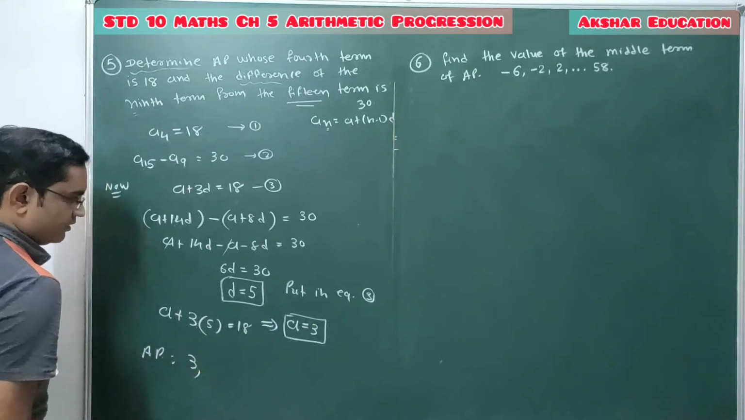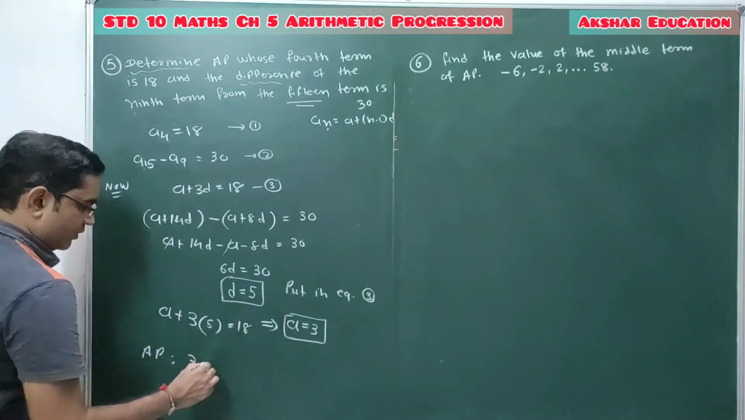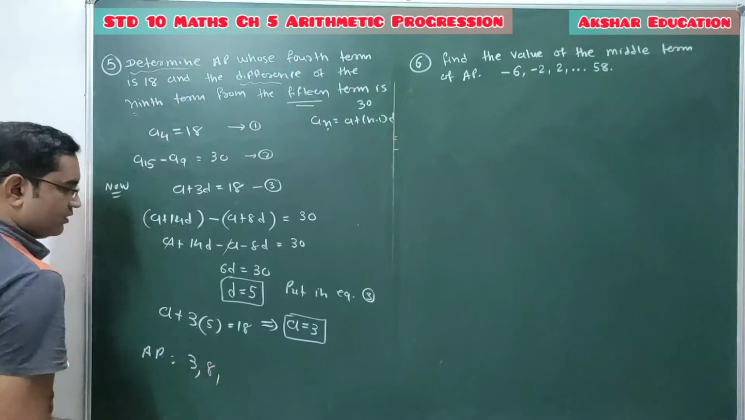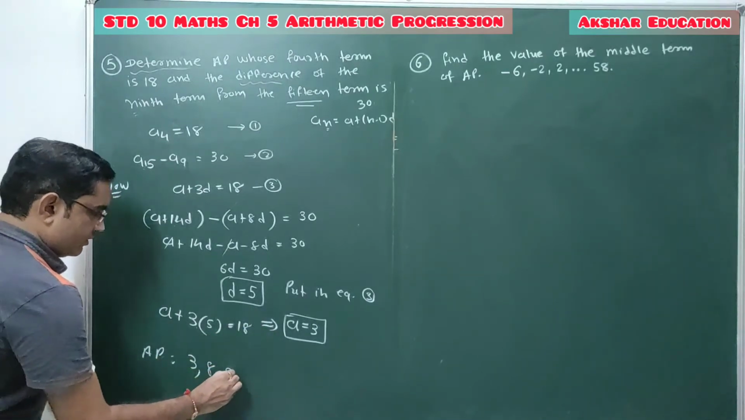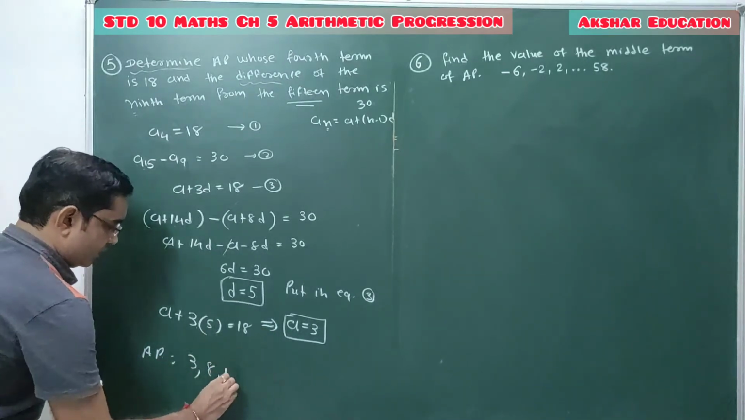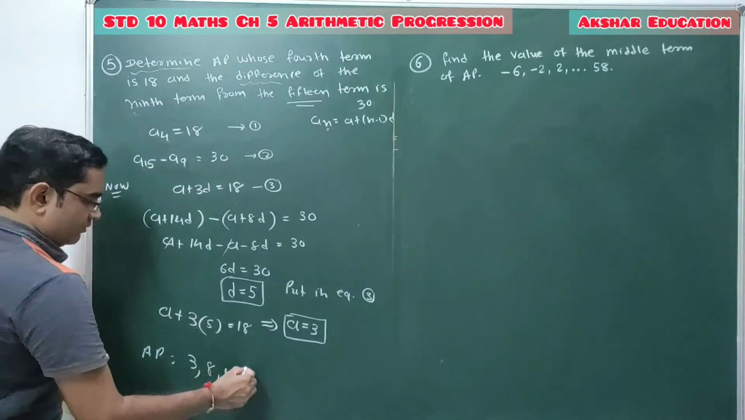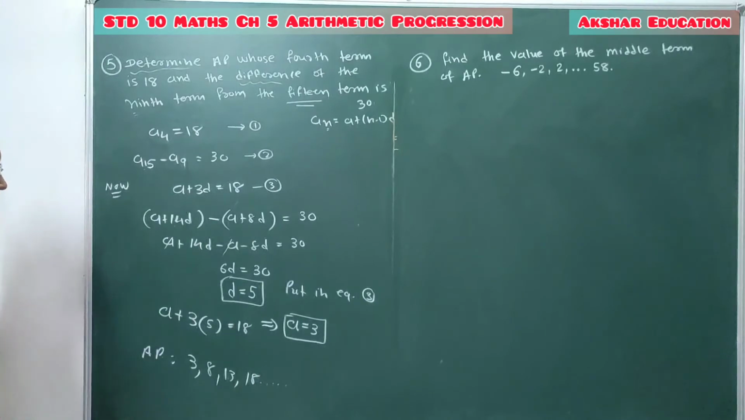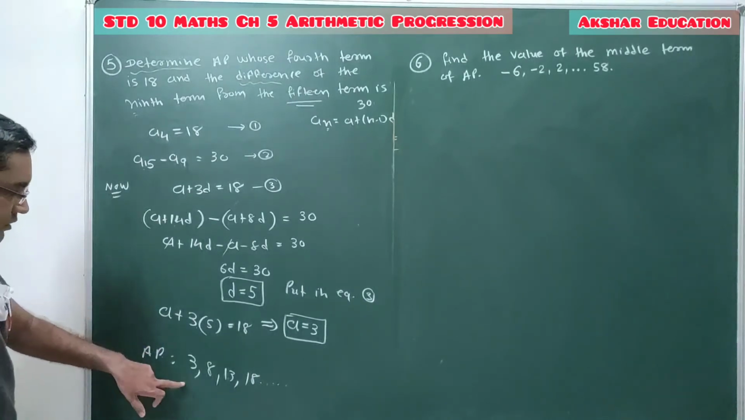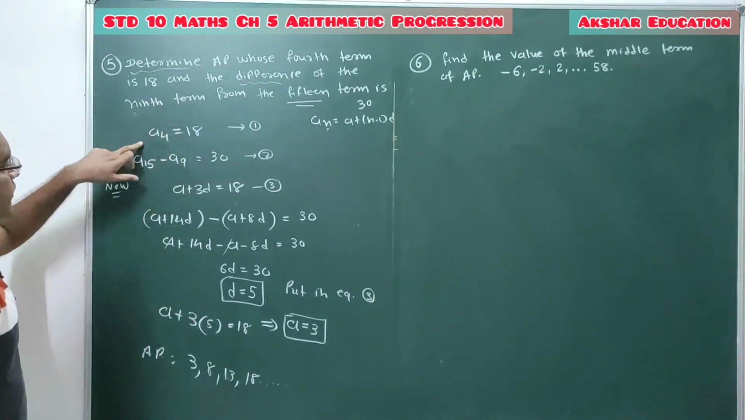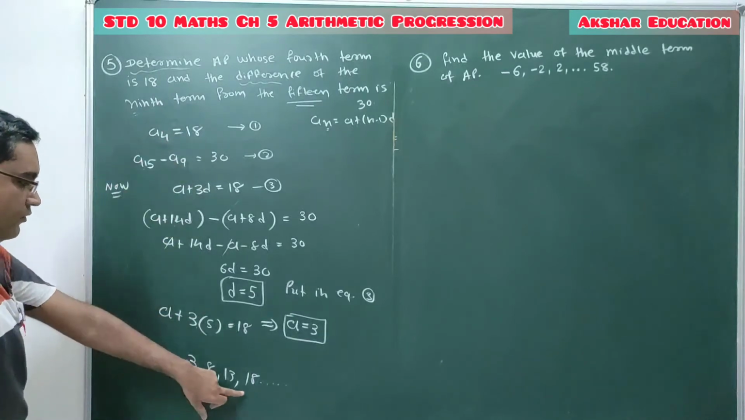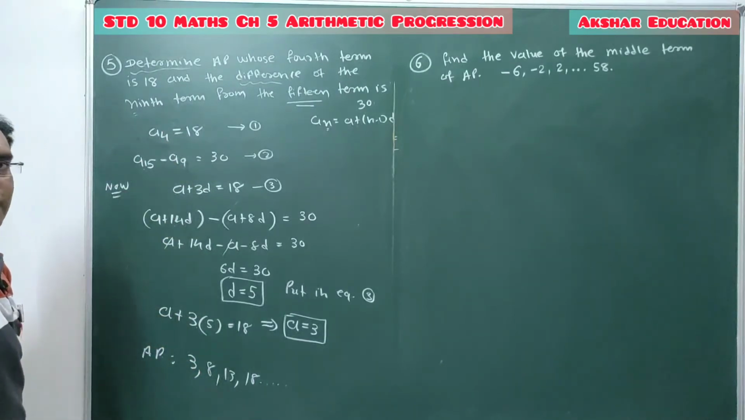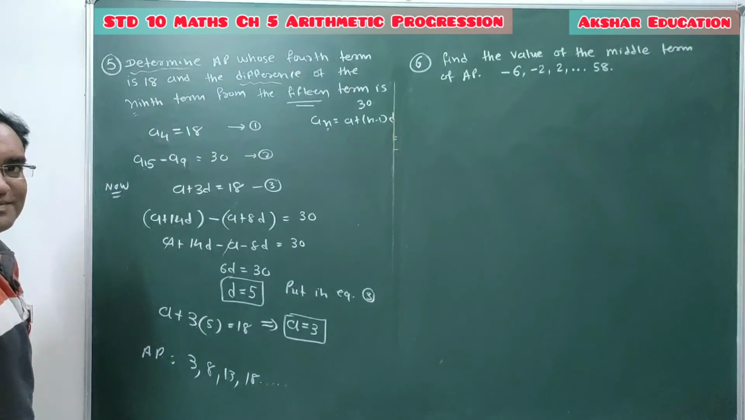First term is 3. Second term is 3 plus 5, 8. Third term is 8 plus 5, 13. Next term is 13 plus 5, 18, up to infinite. Done? Verification, fourth term is 18, fourth term is 18. So this is our required AP. Clear? Very good. Now question number 6.